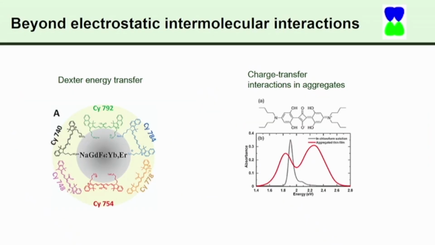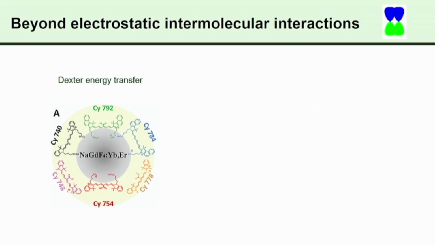As for going beyond electrostatic intermolecular interaction, we have to account for the possibility of electrons transferring from one molecule to a nearby molecule. There are 2 phenomena. Davide is working a lot on aggregates of squaraine dyes, where charge transfer interactions are extremely important, but I will not talk about that because it is not so relevant to our project. Rather, I will try to introduce Dexter energy transfer. You already have seen this picture from the previous talk, because Dexter energy transfer is extremely important if you want to transfer energy to nanocrystals.